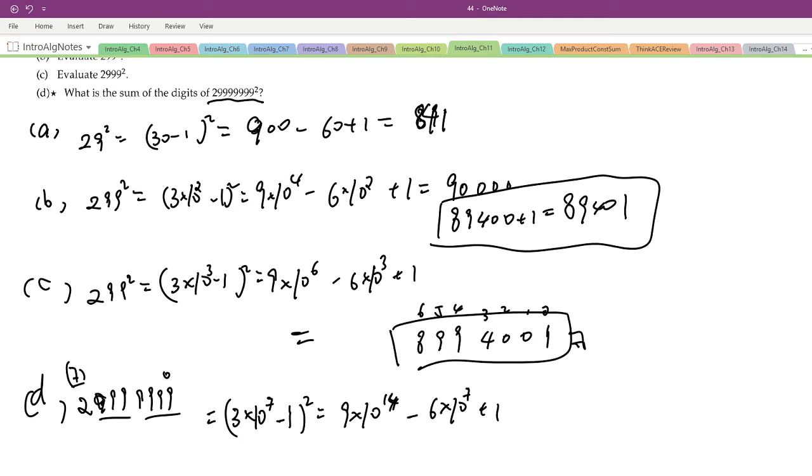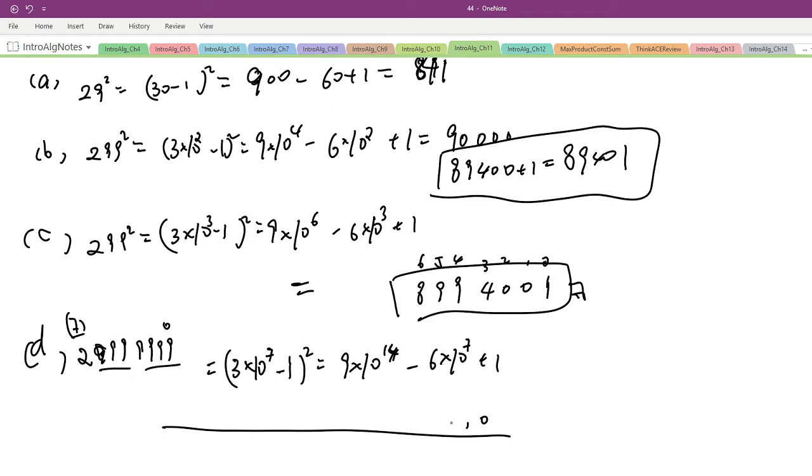Okay, so now let's see the digits of this. 0, 1, 2, 3, 4, 5, 6, 7, 8, 9, 10, 11, 12, 13, and 14, right? So 10 to the 7 here, it's minus 6 times 10 to the 7. So 10 to the 8 minus 6 times 10 to the 7, so there will be a 4 here, right? And so here 8, 9, 9, 9, 9, 9, 9. So we have 6 nines, 1 eight. Then the final one is all the way down to here, it's 1, right?